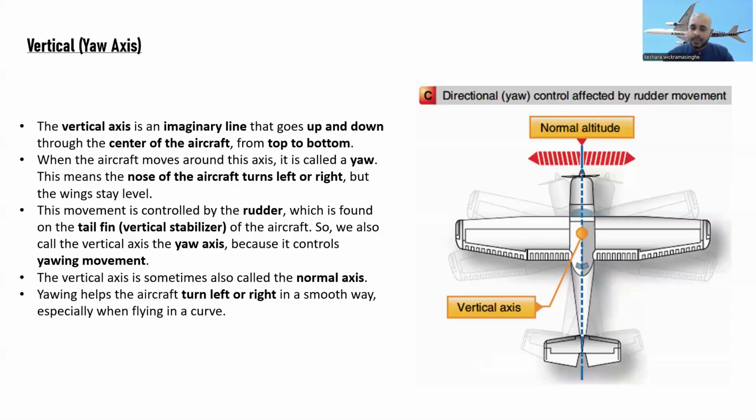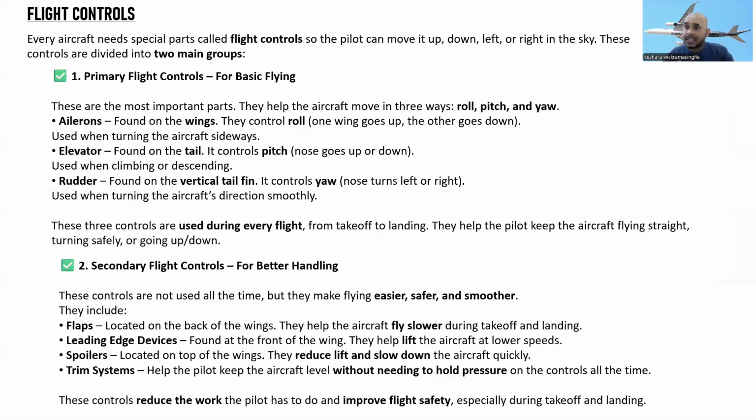Okay, now let's go to the flight controls. Every aircraft needs special parts called flight controls. Why? Because we need the flight controls to control the aircraft, so the pilot can move it up, down, left, or right in the sky. These controls are divided into two main groups: primary flight controls and secondary flight controls.